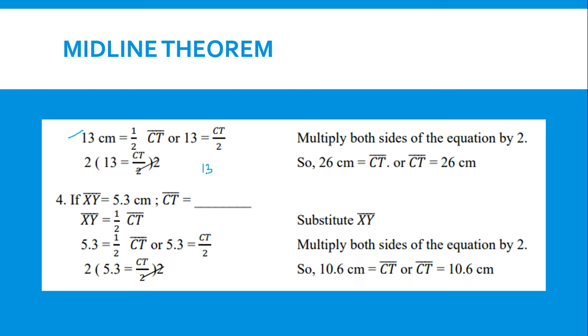13, so disregard first the unit of measurement. So that is 13 equals 1/2 CT, no? So CT is considered as one variable, so that's times 1. Muna nga nahimo siyang 13 equals CT all over 2. Okay? After that, multiply each side of the equation by 2, no?